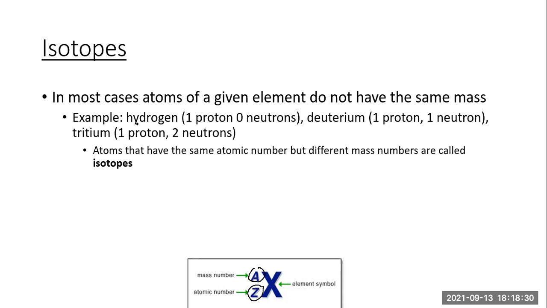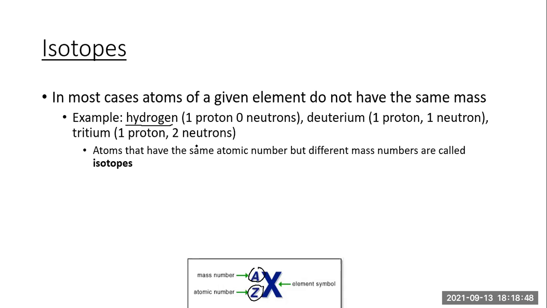For example, hydrogen here has 1 proton and no neutrons. Deuterium, which is actually sometimes referred to as heavy hydrogen, has 1 proton, 1 neutron. Tritium is really the radioactive version of hydrogen, has 1 proton and 2 neutrons.